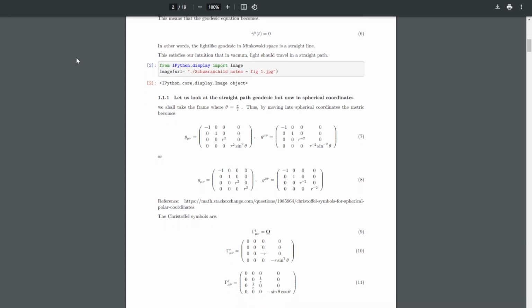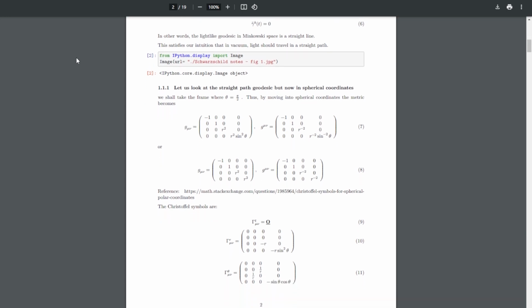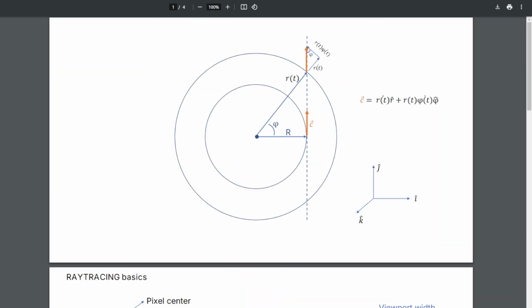Now let us look at this straight line in spherical coordinates. We will start with this scenario. We just have a photon. We pick a center randomly somewhere. We pick it here. And then the orange line is a photon, which starts at this point and travels with velocity c in this direction. And because it travels in a straight line, it will just go up and up and up forever.